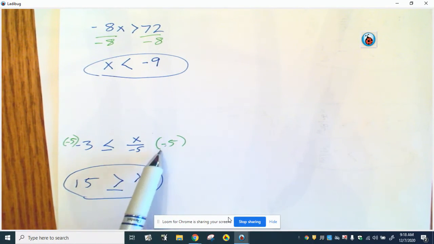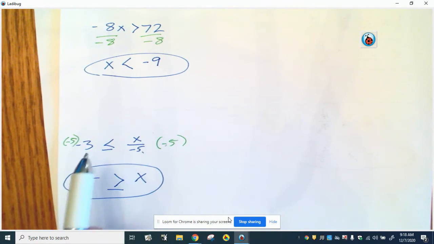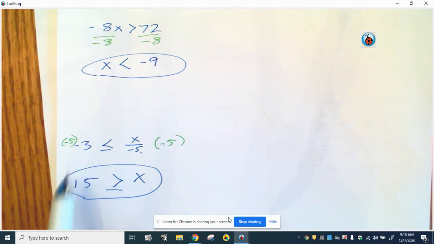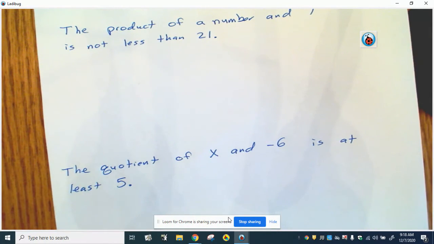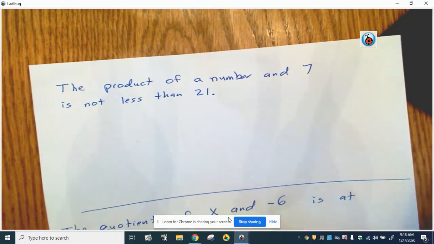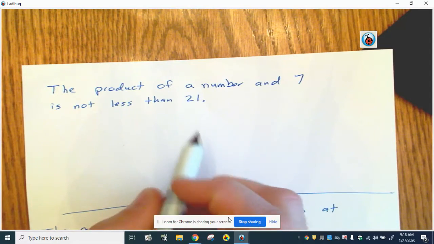Again, it's all about whether the number that we're multiplying or dividing both sides by is negative. We don't care whether the 3 is positive or negative. That doesn't affect it. Okay? We could also run into some story problems. Okay? Got to make sure we can take the words and put them as an inequality.